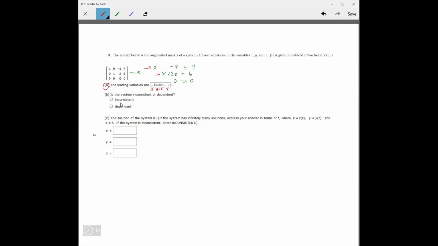Okay, so part B: is the system inconsistent or dependent? So what's going to happen? When you get your matrix down to here and you translate it back, in this particular case what you want to do is solve each equation for the leading variables. So taking this z over here, you get x equals z plus 4, and then taking the 2z over, you get y equals negative 2z plus 6. Okay, and then what you do is you set z equal to t.